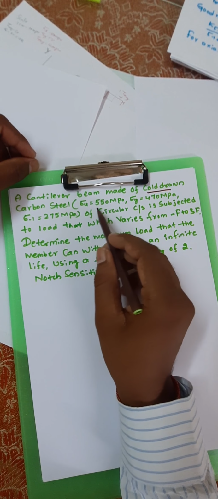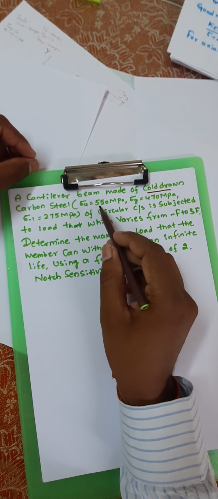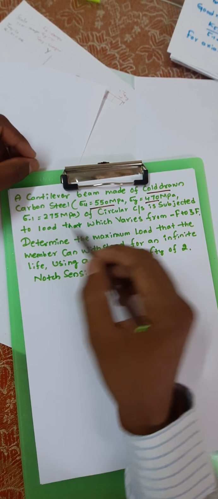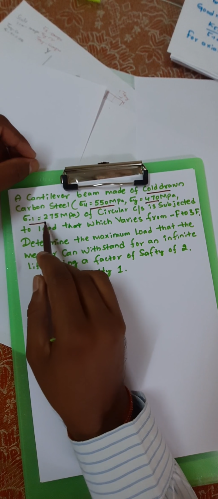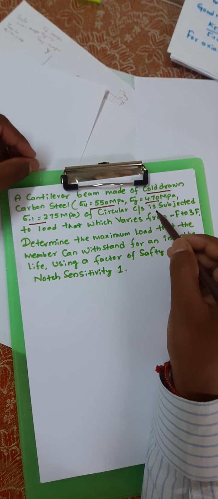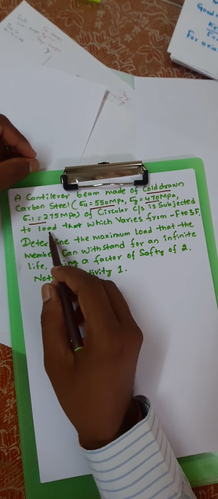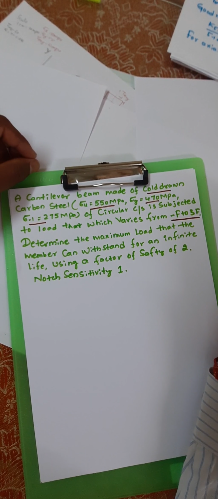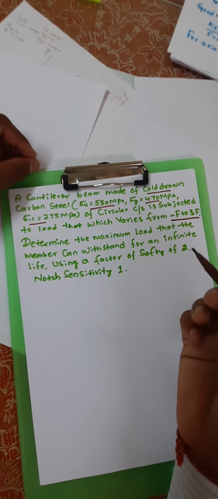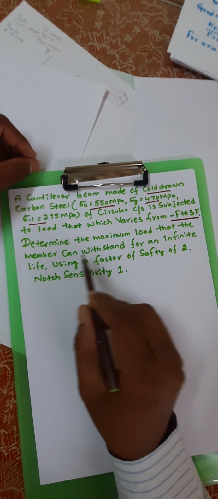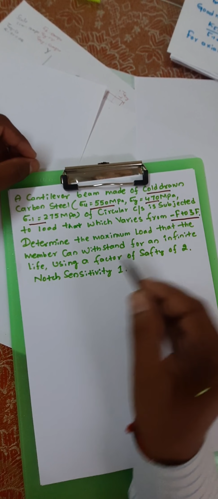For that, we have ultimate strength of 550 MPa, yield strength of 470 MPa, and endurance limit sigma minus 1 of 275 MPa. The beam, of circular cross section, is subjected to a load which varies from minus F to 3F. Here we need to determine the maximum load that the member can withstand for an infinite life.